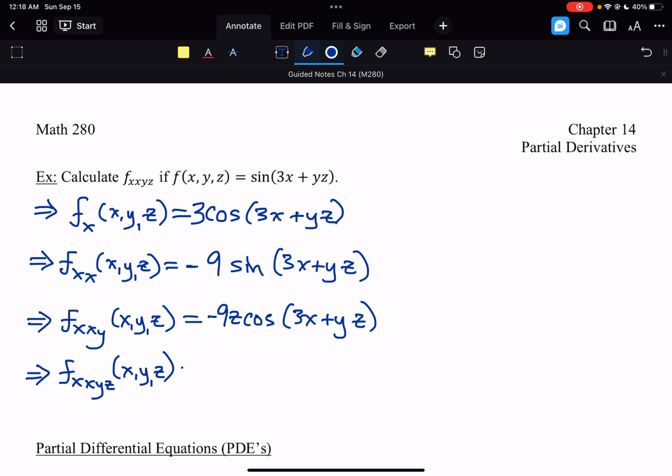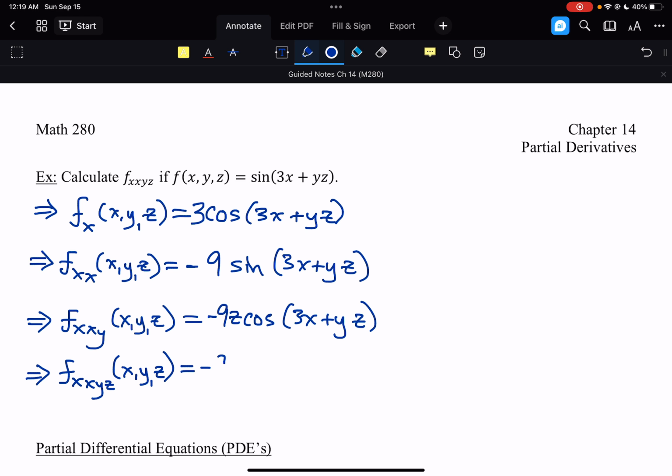And now we take the partial derivative of that with respect to z, which means now we've got a little more work because there's a z out here and a z in here. So we do have to use the product rule in this case. So we're going to have the first times derivative of the second plus second times derivative of the first.